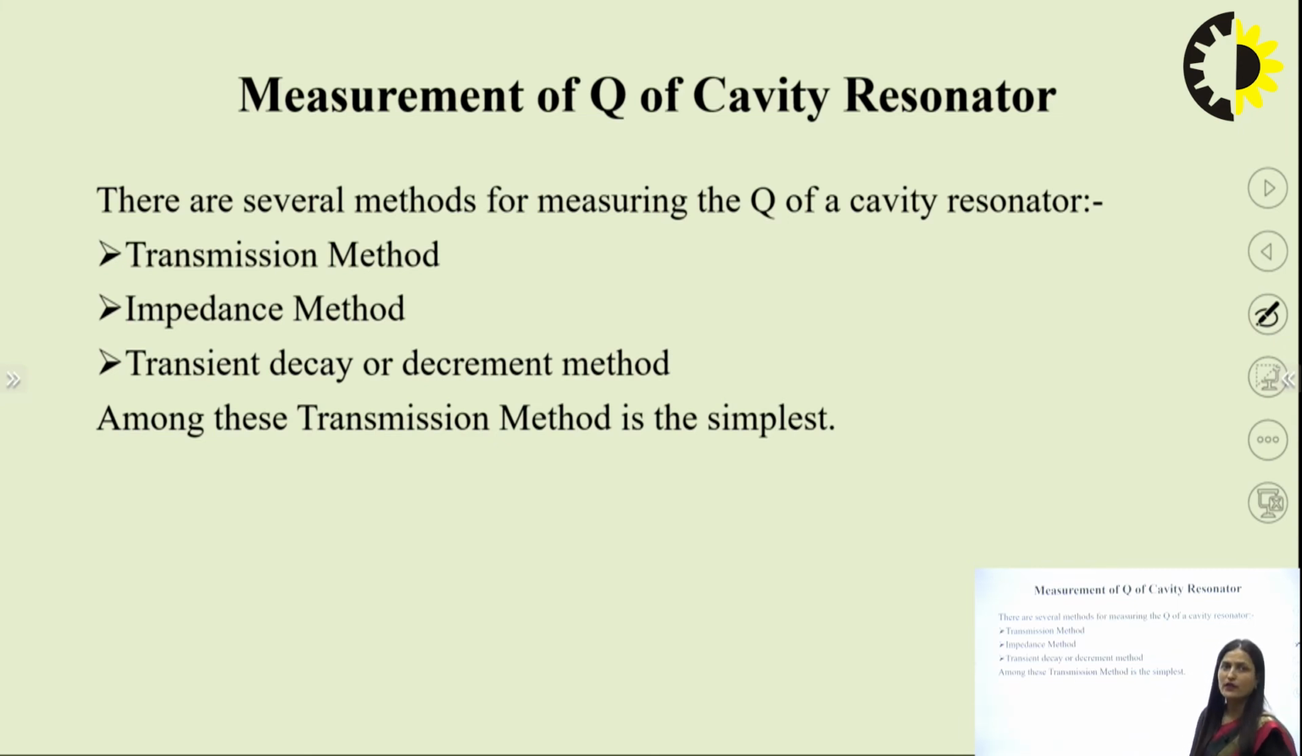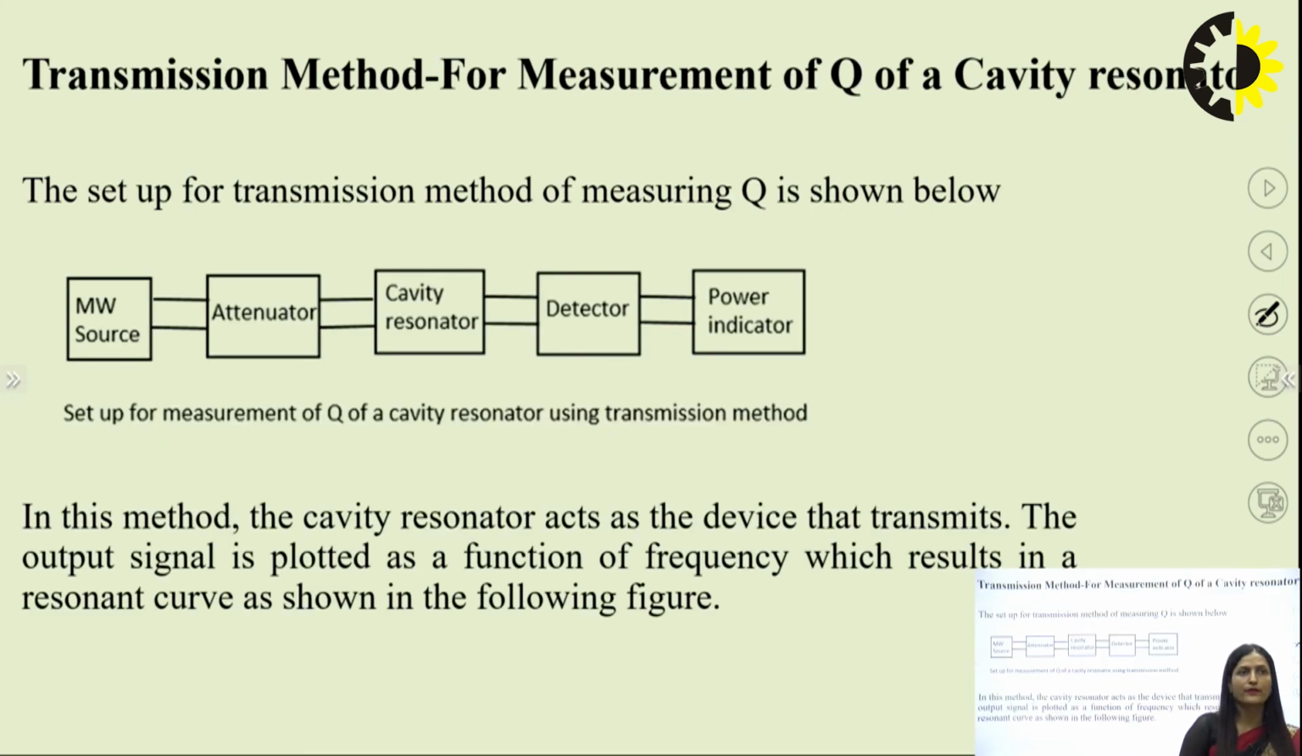Next is the measurement of Q of the cavity resonator. There are several methods for measuring the Q of the cavity resonator: transmission method, impedance method, transient decay or decrement method. Among these, transmission method is the simplest one. So, transmission method for measurement of Q of a cavity resonator.